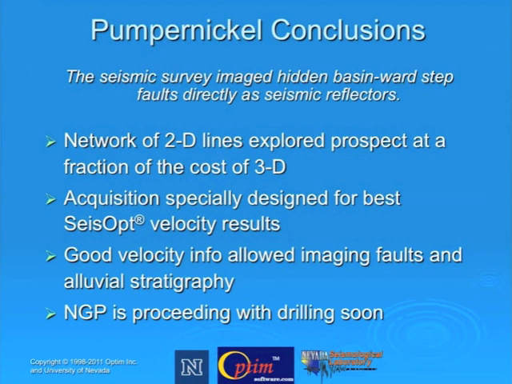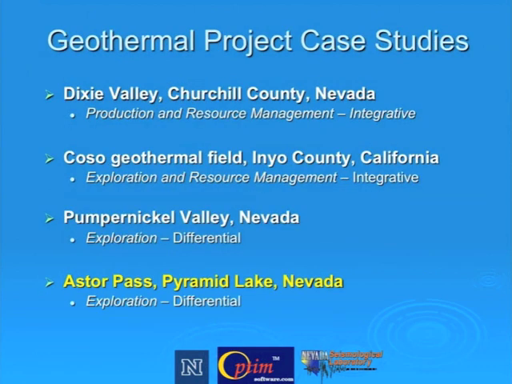Okay. So in Pumpernickel, the network of 2D lines explore the prospect at a fraction of the cost of 3D. The acquisition in this case was specially designed for the best SizeOpt velocity results. And the good velocity info allowed imaging faults in alluvial stratigraphy as well. And Nevada Geothermal Power still wants to drill this prospect, but how soon will they be able to do it? We're not sure.